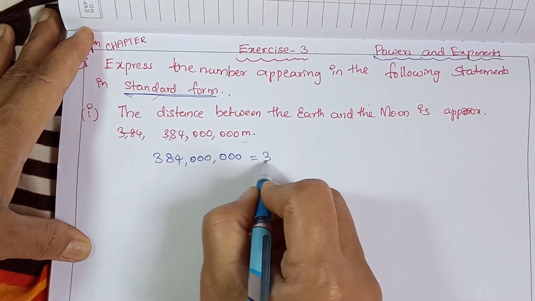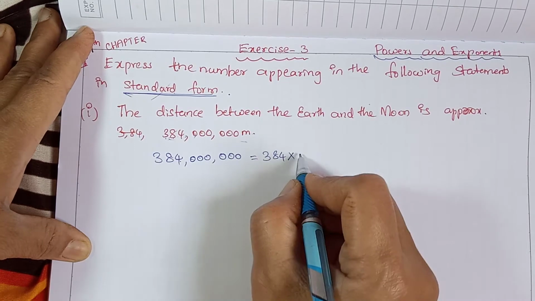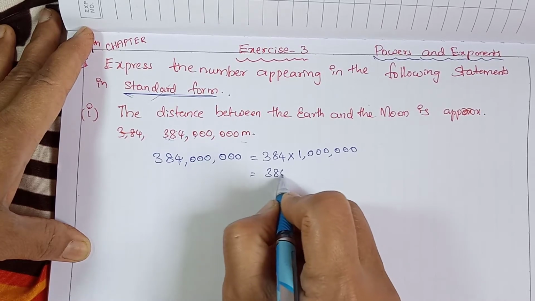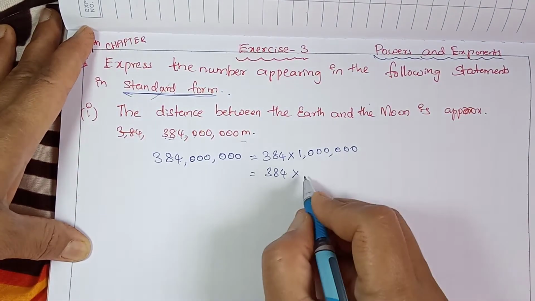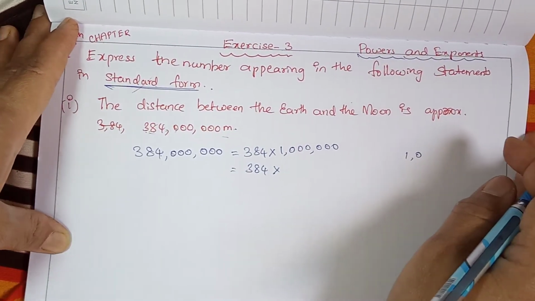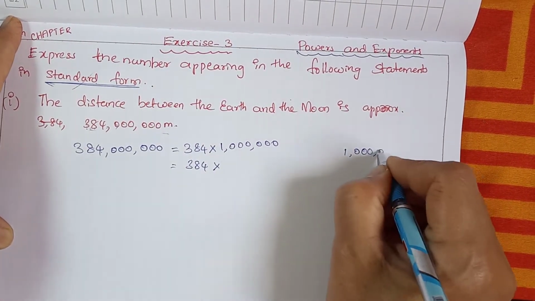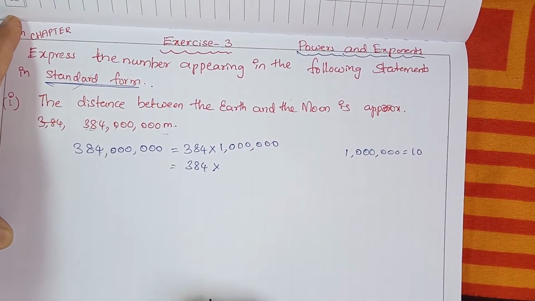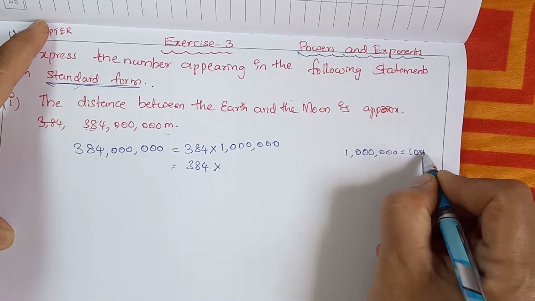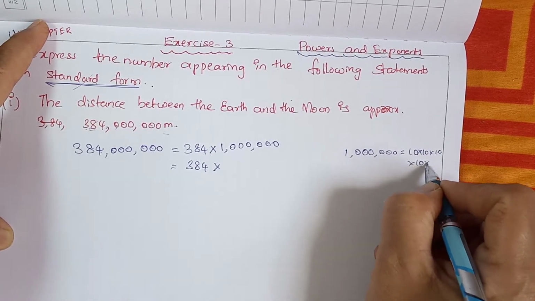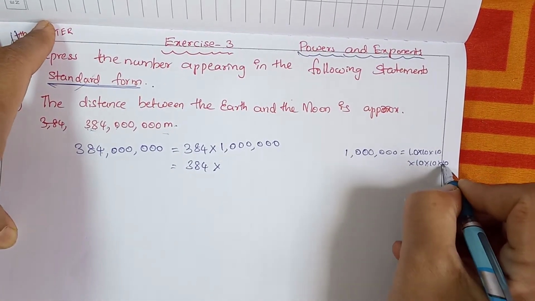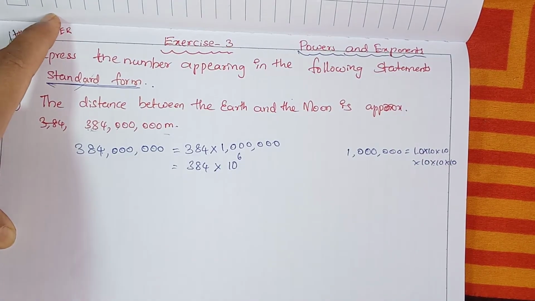First of all, we will write 384 into 1 million. Next, we will convert 1 million into base 10. So how many tens? 1, 2, 3, 4, 5, 6. So you have to write 10 to the power of 6. 1, 2, 3, 4, 5, 6. So this will convert into 10 to the power of 6.